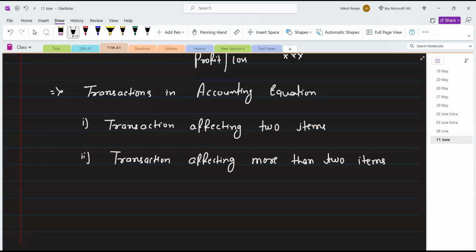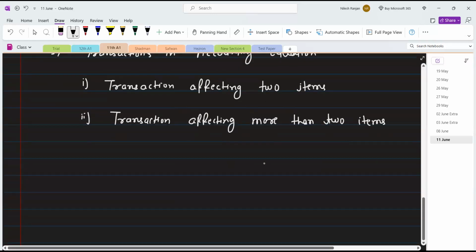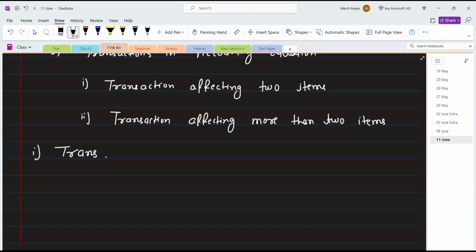Transaction affecting two items, transaction affecting more than two items. Now, the first one we will discuss here. Transaction affecting two items.